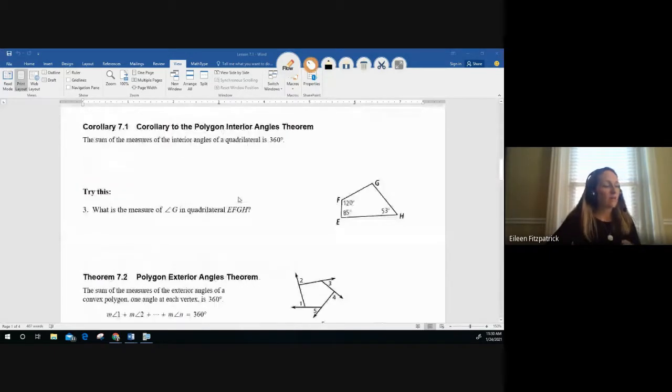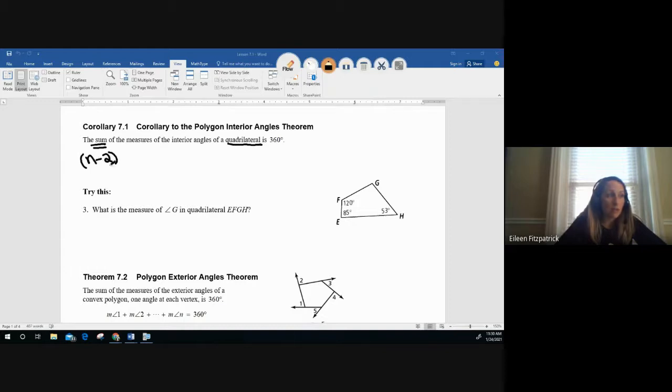Okay, so we have a corollary. It says the sum of the measures of the interior angles of a quadrilateral is 360. That is one of our corollaries, which again, we could figure out. A quadrilateral has 4 sides. So if I want to know the sum, that's n minus 2 times 180. So I'd fill in 4: 4 minus 2 times 180. 4 minus 2 is 2, and 2 times 180 is 360. So I'm just illustrating how they came up with this 360.